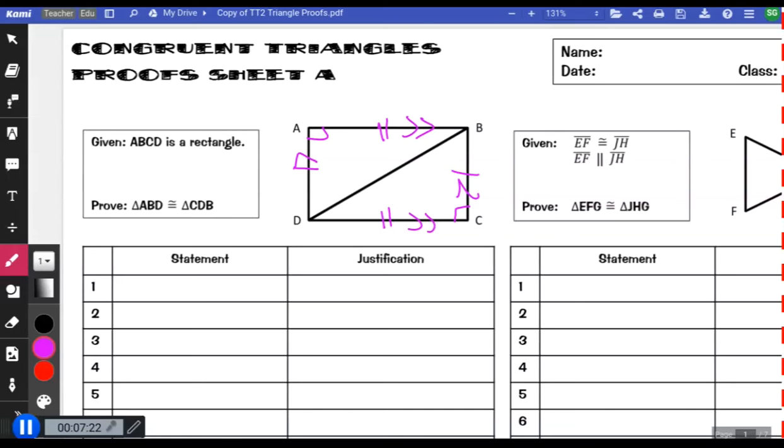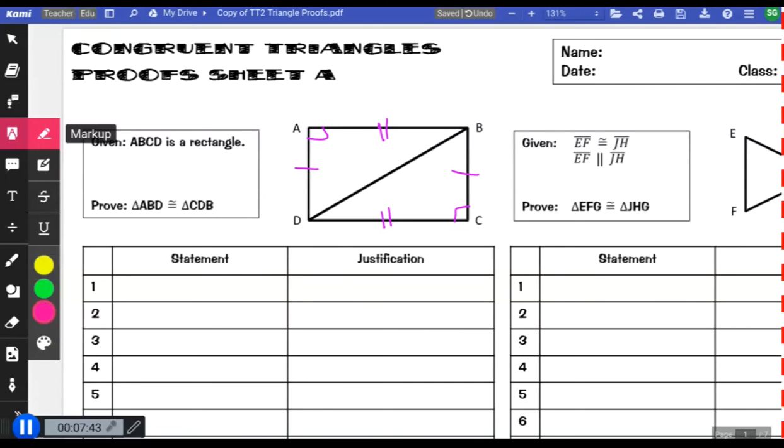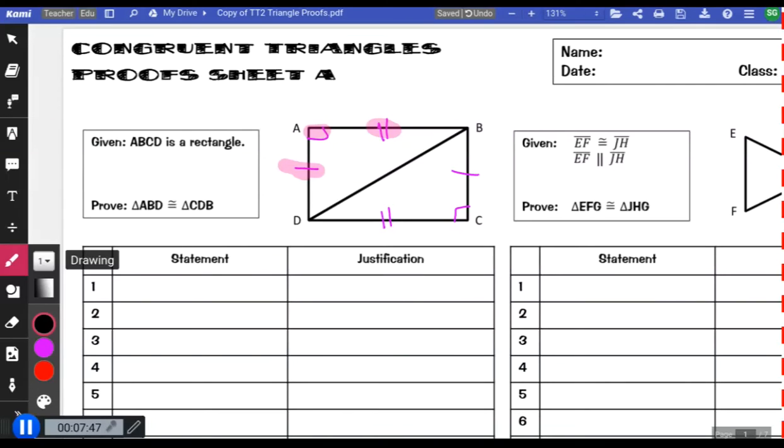So if you're looking at what I've marked, we can actually ignore the parallels. I have two sides and the angle in between them marked. So I'm going to use side, angle, side as my triangle shortcut to prove this, because we are trying to prove the two triangles in this rectangle congruent to each other. Okay, so start with your given.